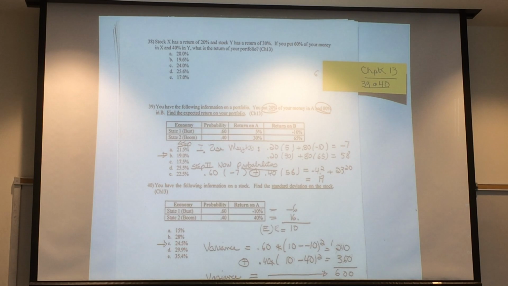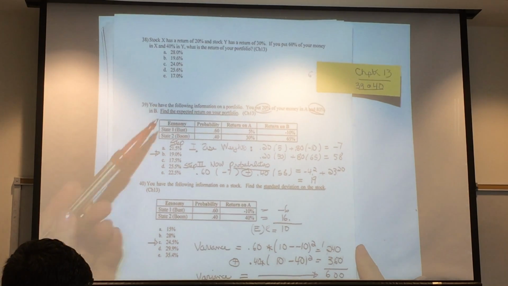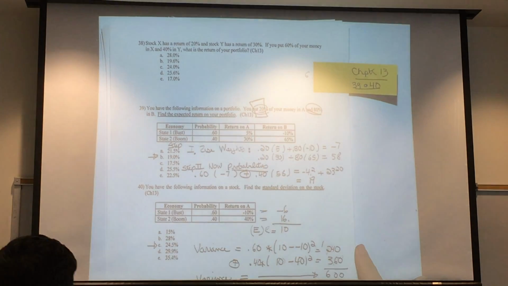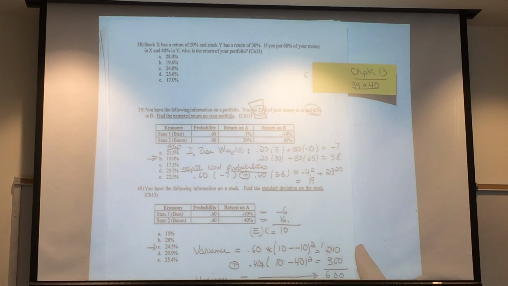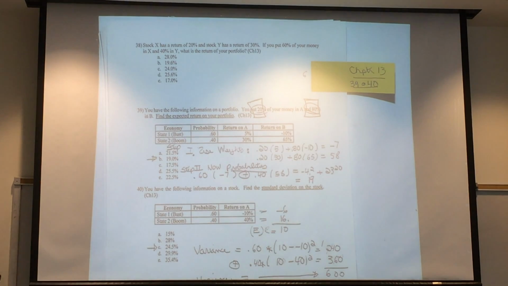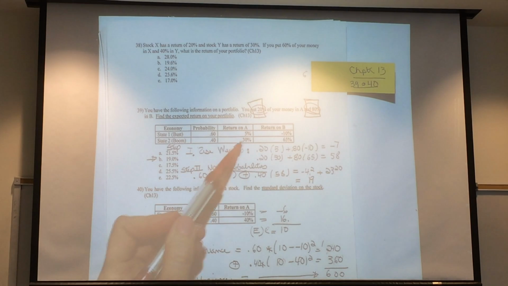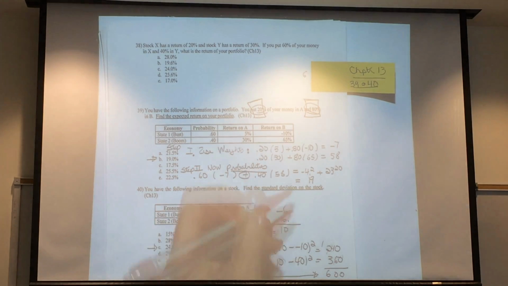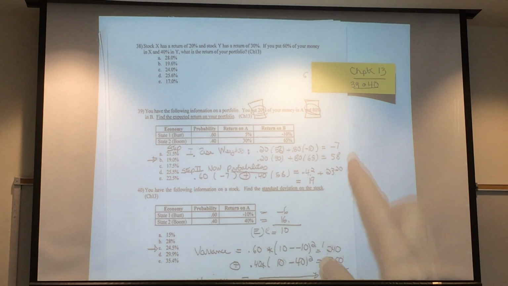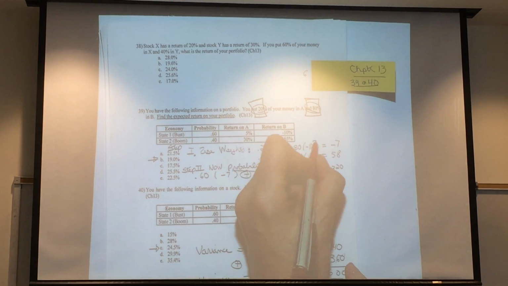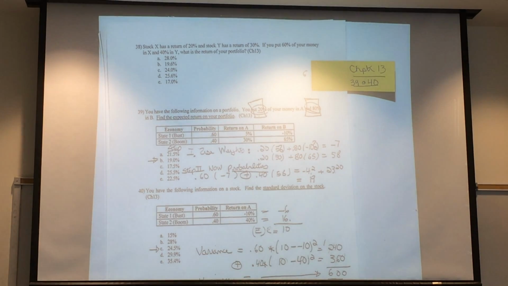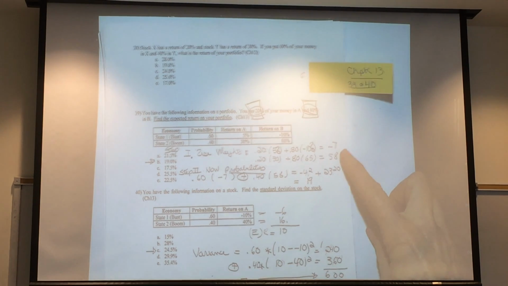All right. So first of all, just like the index card says, you're not going to use the probabilities first. You're going to use the weights. You're going to own 20% of stock A, and you're going to have 80% in stock B. So you take the 20%, multiply it by the 5. And then you take the 80%, you multiply it by the negative 10% you're going to make on B. That gives you negative 7.